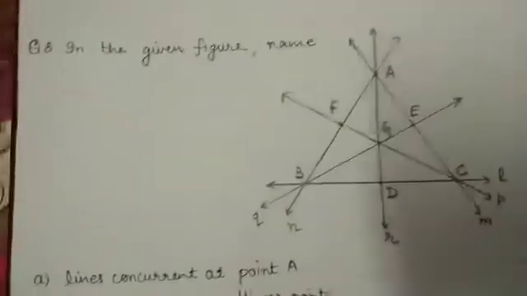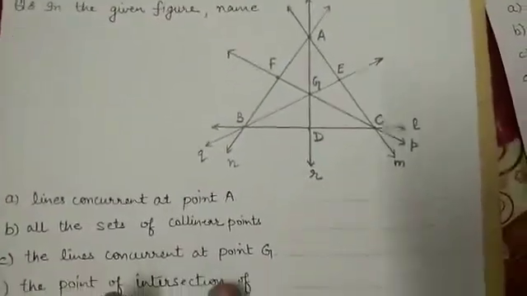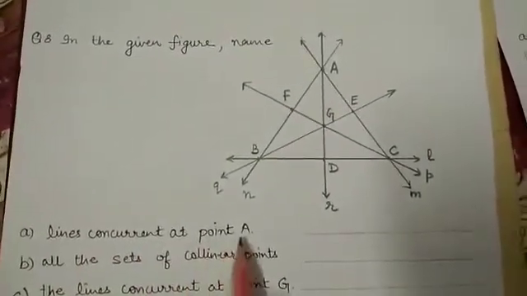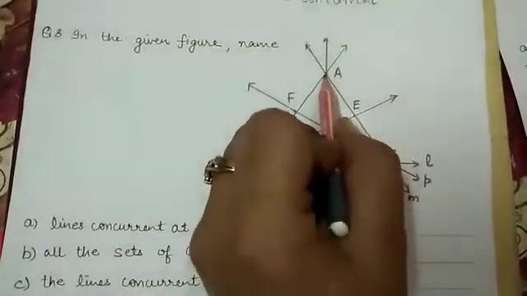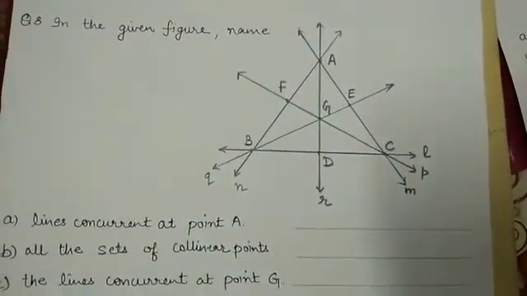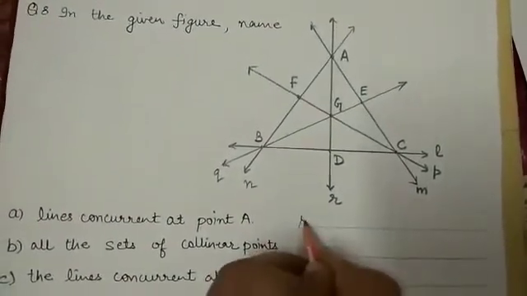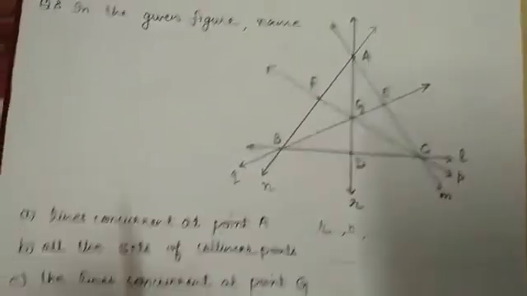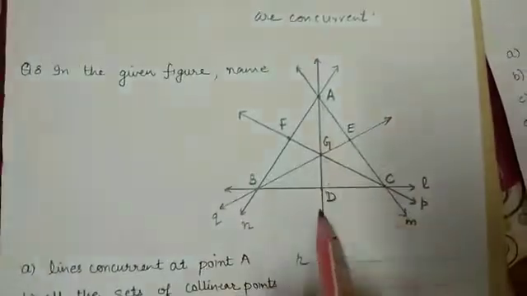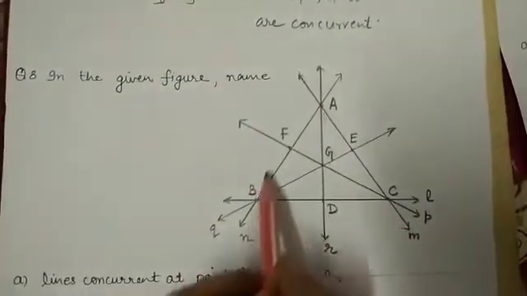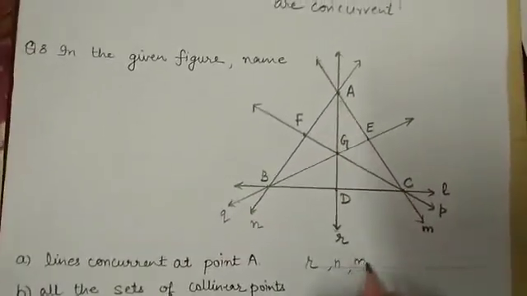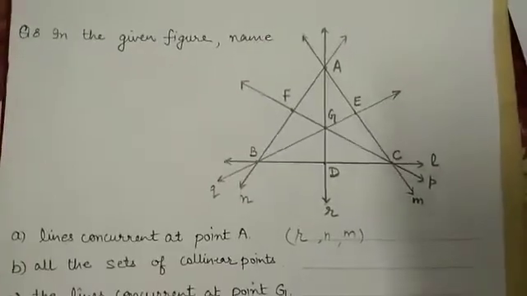Clear? Next question, it's the most important question and very easy also. Listen carefully. In this figure, name lines concurrent at point A. When 3 lines are passing through a point, then the lines are said to be concurrent. I can see from here R, N and observe carefully. From this line R, this is line N and this one is line M. So these are the lines concurrent at point A.